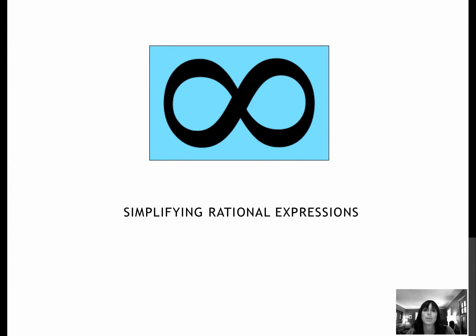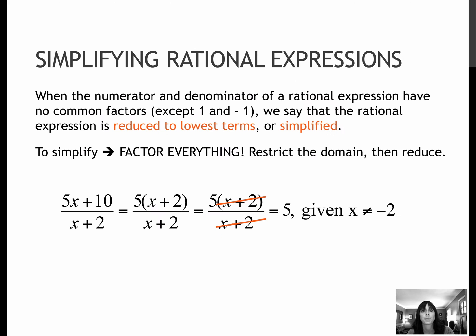Being able to simplify rational functions is going to be very important to us moving forward. So all of the different operations, adding, subtracting, multiplying, and dividing, we will always simplify at some point in those questions. So take your time on this lesson and really understand how to simplify.